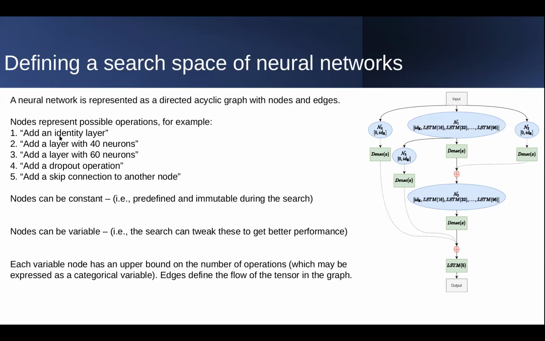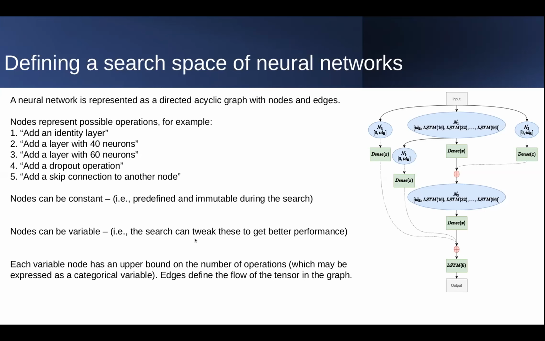And so I've kind of mentioned this over here that you add operations to the various nodes. What you can also do is fix certain nodes. So for example, in this first node over here, DeepHyper lets you say that, okay, perform an LSTM operation with 16 neurons. So that's a priori fixed and everything is searched around it.